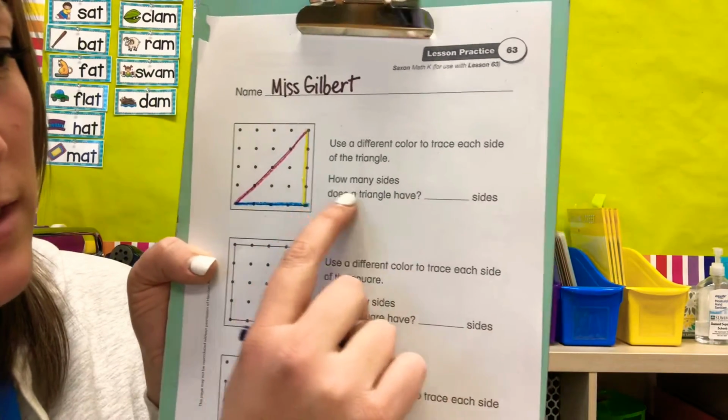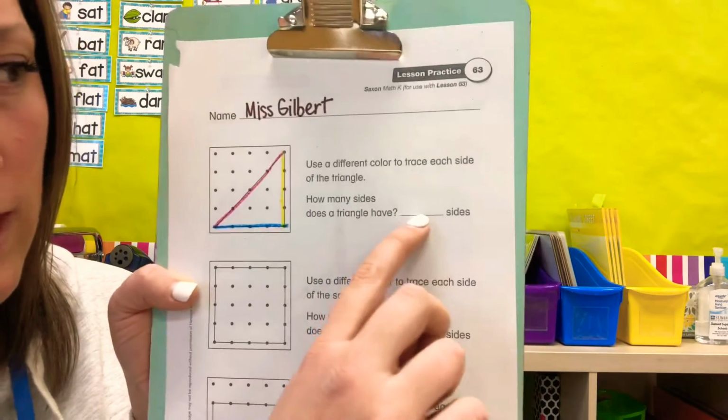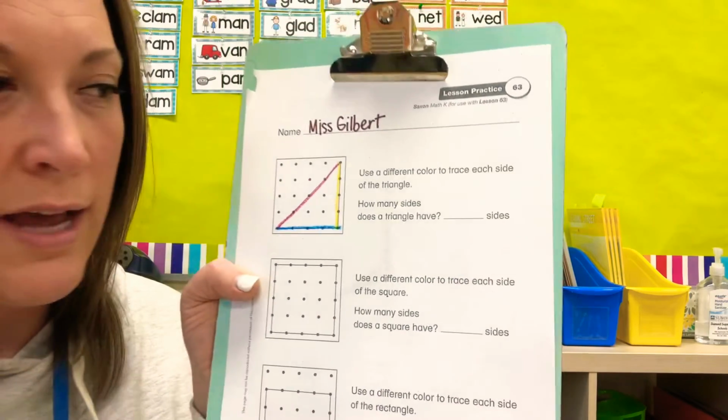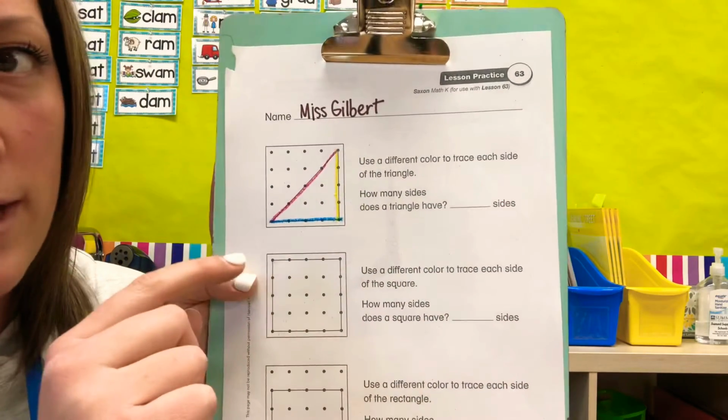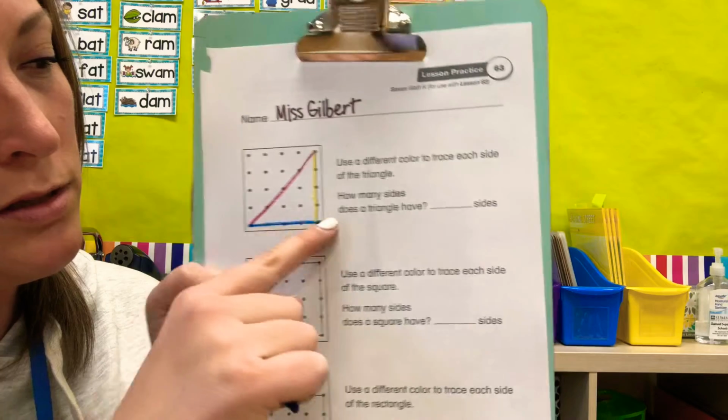How many sides does a triangle have? On this line right here, you're going to write how many sides a triangle has, which is, how many crayons did we use? 1, 2, 3.